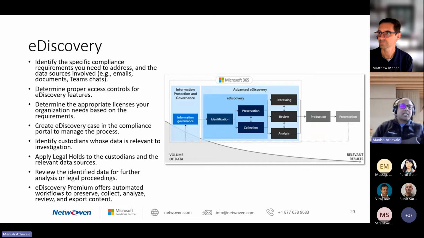So what eDiscovery Premium gives you is automated workflows to preserve, collect, analyze, review, and export content. So your legal team can communicate with your custodians, which are your users in your system, to essentially be part of that investigation, so they can provide justifications on certain things within the legal information that you have collected.